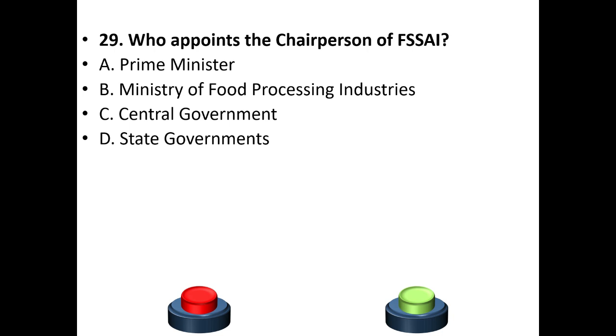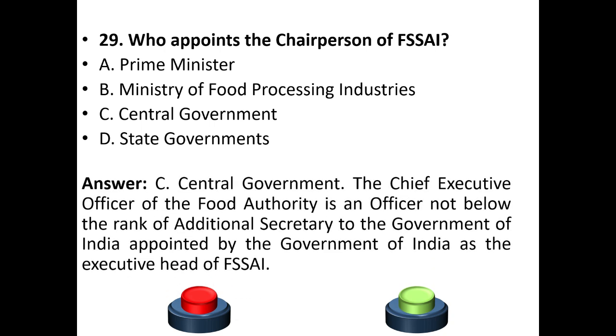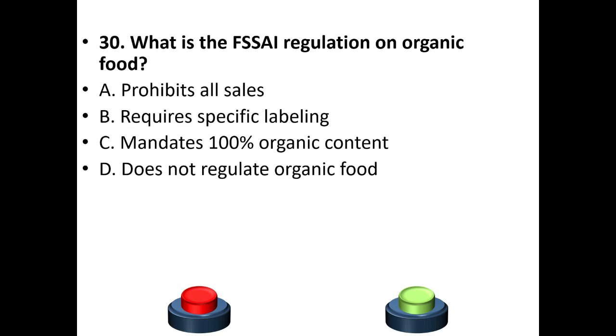Prime Minister, Ministry of Food Processing Industry, Central Government, State Governments. The answer is C. Central Government. The Chief Executive Officer of the Food Authority is an officer not below the rank of Additional Secretary to the Government of India, appointed by the Government of India as the Executive Head of FSSAI.